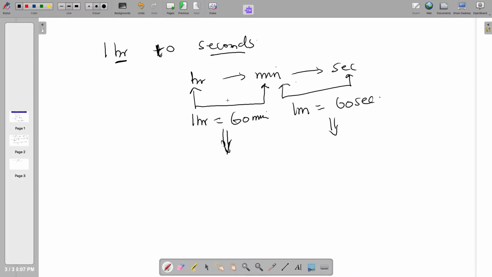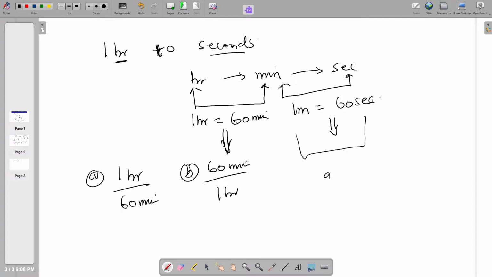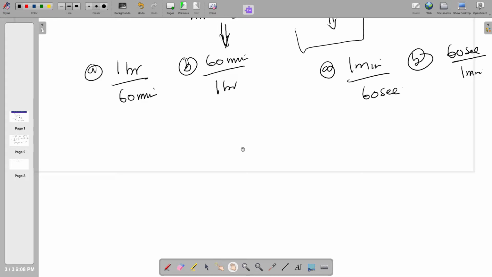For our first relationship, our first conversion factor, called A, would be 1 hour over 60 minutes. And our second conversion factor, called B, would be 60 minutes over 1 hour. These are my conversion factors to go from minutes to hours or hours to minutes. For the second relationship, my first conversion factor, A, will be 1 minute over 60 seconds, and my second conversion factor will be 60 seconds over 1 minute. So these are the conversion factors.